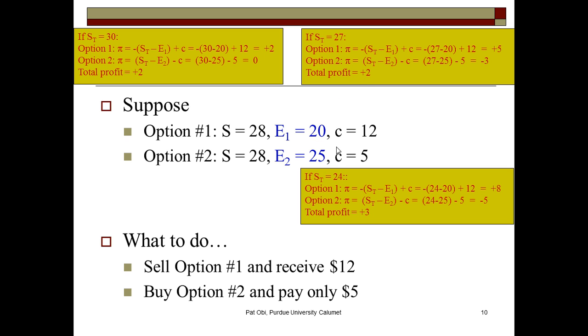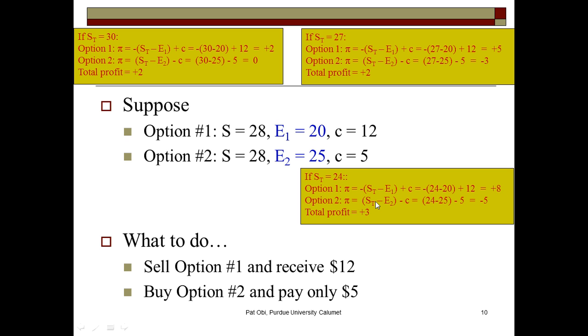If I were to choose a price though that's less than E2, 24 for example. Now option number 1, which you sold, what happens here is that if the stock price is 24, the intrinsic value would be 24 minus 20, which is 4. But since you wrote it, it's a negative 4 to you. Plus the $12 you collected from selling the option, you have a net gain of 8.